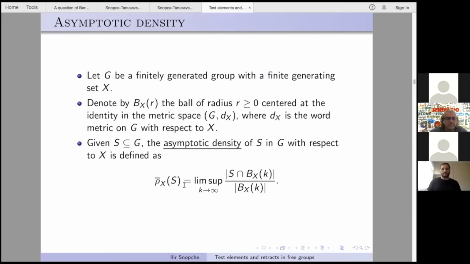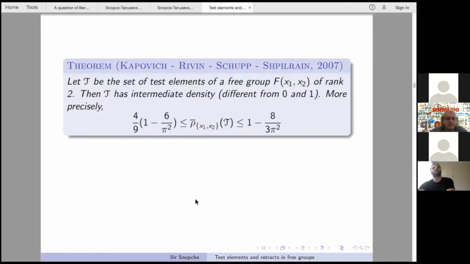But it is interesting to note that among the subsets of a free group for which the asymptotic density has been studied and which can be defined by some interesting algebraic property, most of the time we get either negligible sets or generic sets. So it very rarely happens that there is an example where we get an intermediate asymptotic density. But one such result was obtained by Kapovich, Rybin, Shpilrain, and Schupp in 2007.